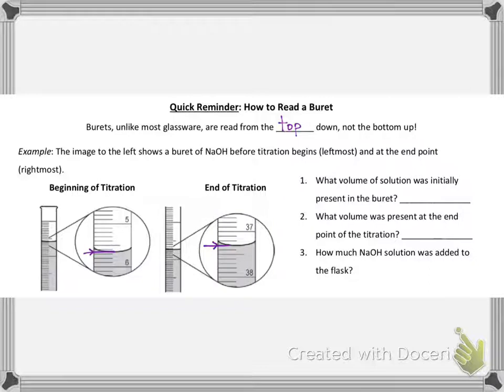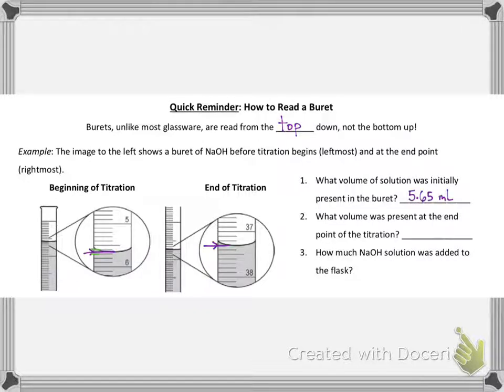Remember that you're reading to the bottom of the meniscus, and you're going from 5 down. That went a little too far. But the idea here is I would claim that this initial reading is about 5.65 because the markings are at the 10th place. So you can estimate to one more place value. You know it had to be between the 5.6 and 5.7, so, halfway, 5.65.